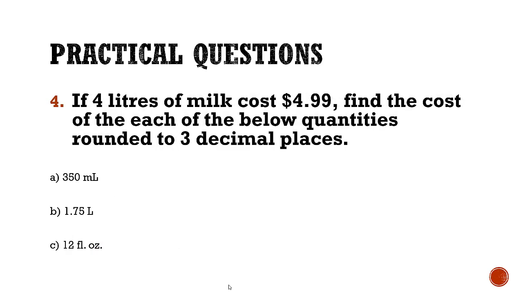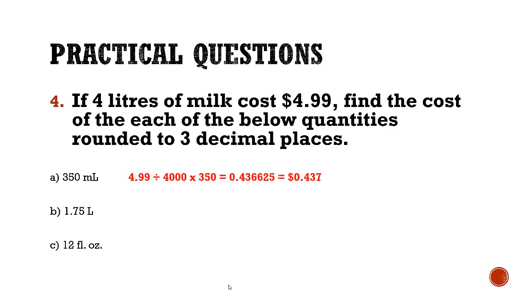Now, question 4, the milk question again. What a fun question. 4 liters of milk costs $4.99. Let's find the cost of each of the quantities below. First cost is 350 milliliters. So somehow we're going to have to figure out what 1 milliliter costs and then multiply it by 350.